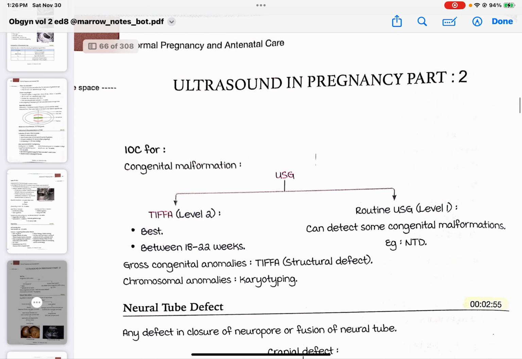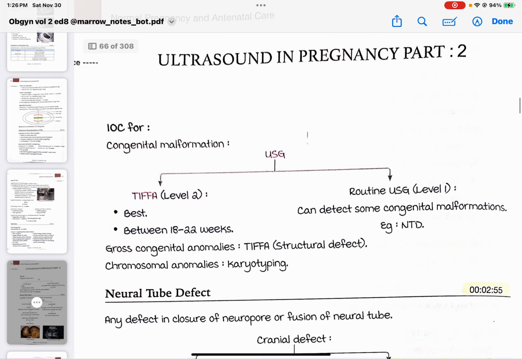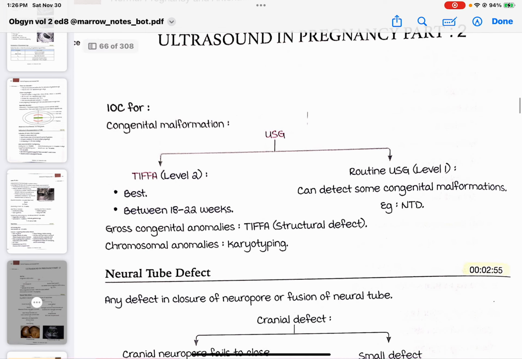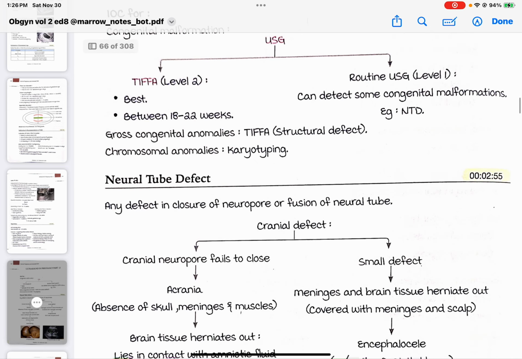Ultrasound in pregnancy: investigation of choice for congenital malformations. Ultrasound TIFFA is a level 2 scan, routine ultrasound is a level 1 scan. TIFFA level 2 scan is best between 18 to 22 weeks. Gross congenital anomalies, TIFFA, structural defects; chromosomal anomalies, karyotyping. Routine ultrasound level 1 can detect some congenital malformations such as neural tube defects.